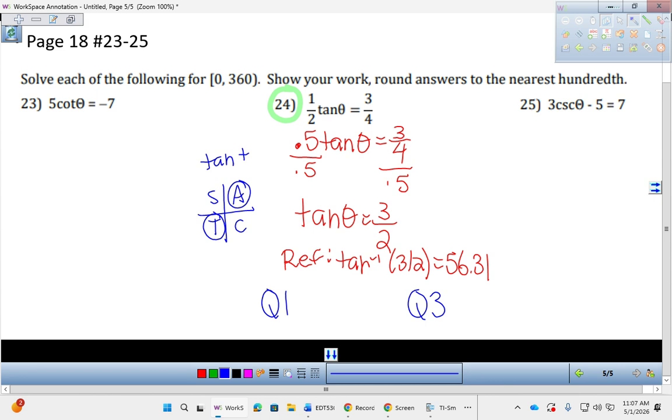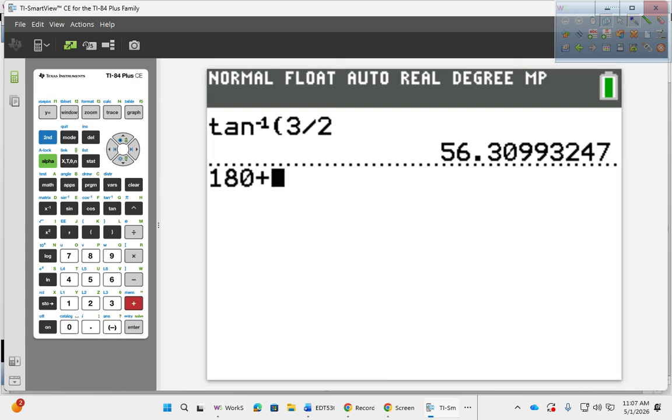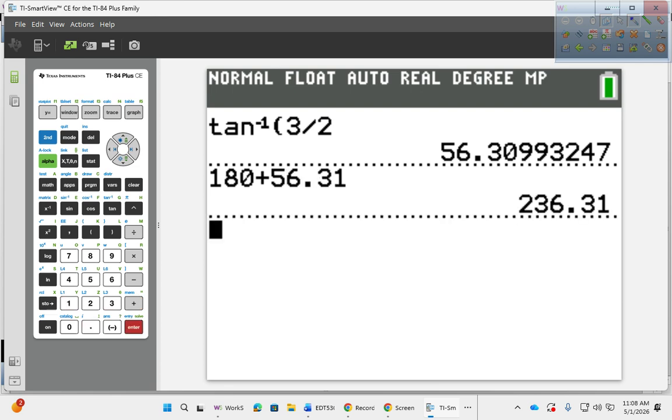Tangent is positive because 3/2 is positive. So I picked 1 and 4... quadrants 1 and 3. Now I'm not going to use a picture. I know quadrant 1 is the same, so I know that this answer is 56.31. And if you memorize the rules, quadrant 3 is 180 plus the reference. So I'm going to add them. Now you can draw the picture, that's totally up to you, or you can just work on knowing these rules. So that's 236.31.